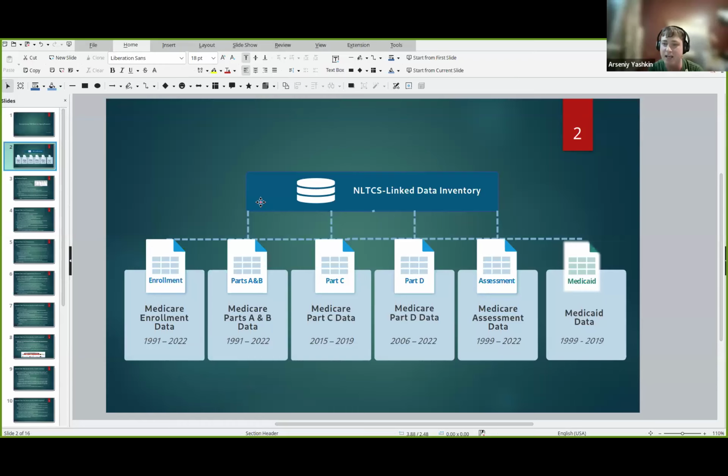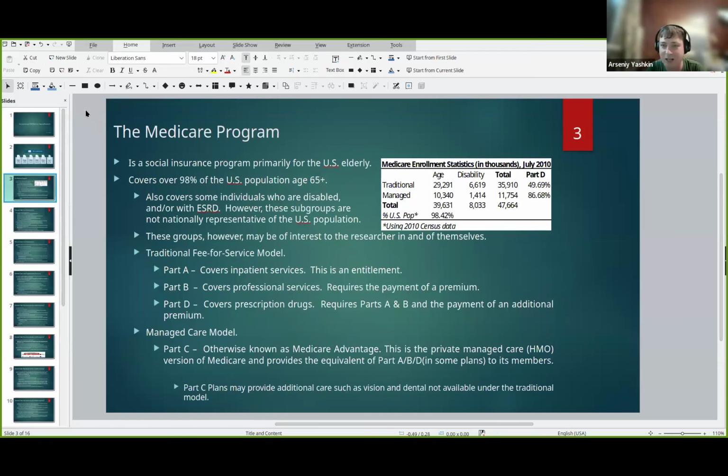Of course, we got Medicare Part D data, which incidentally provides information independent of whether you're in traditional Medicare or managed Medicare. And we have Medicare assessment data, which includes the MDS and OASIS. And as a sort of redheaded stepchild, we have the Medicaid data component all the way to the right, so I don't have to talk too much about it. So we're going to start talking quickly about the Medicare program.